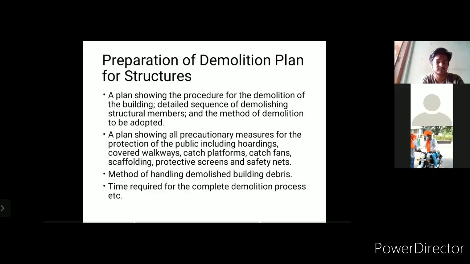The point number one is a plan showing the procedure for the demolition of the building, the detailed sequence of demolishing structure members, and the method of demolition to be adopted. Next point is a plan showing all the precautionary measures for the protection of the public, including hoardings, covered walkways, catch platforms, catch fans, scaffolding, protective screens, and safety nets. The third point is method of handling demolished debris. And the last point is time required for the complete demolition process, etc.